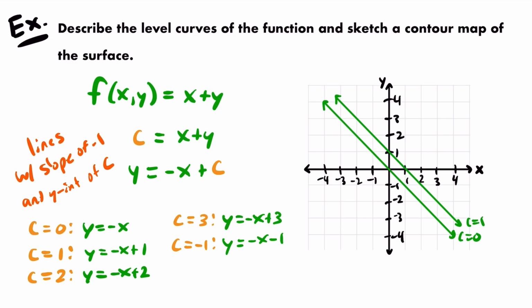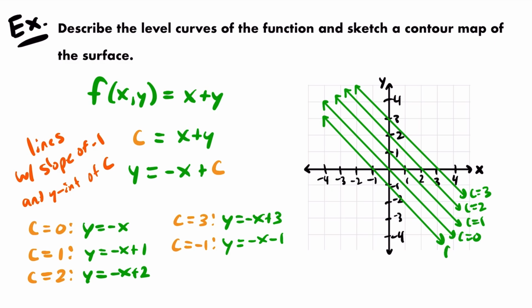All right, so let's draw all these lines. Starting with c equals 2, we have a y-intercept of 2, so that will look something like that. That is the line, or the level curve, for c equals 2. Then for c equals 3, we'll have a y-intercept of 3, and so that line would be the level curve for c equals 3. And then for c equals -1, we want to cut through the y-axis at -1. All right, and just make sure that all of those lines have the same slope of -1, and you're good to go.